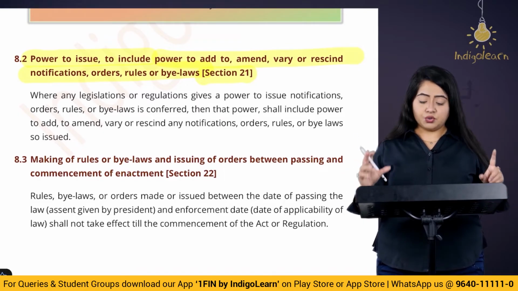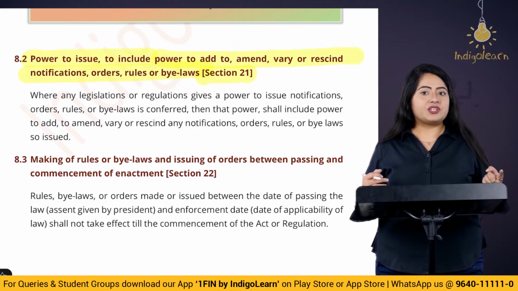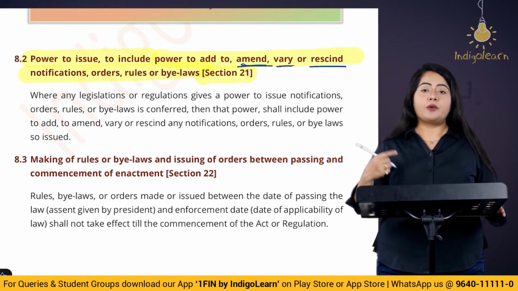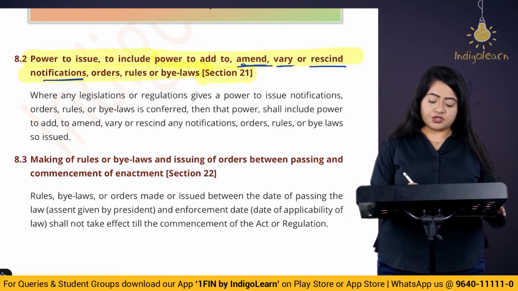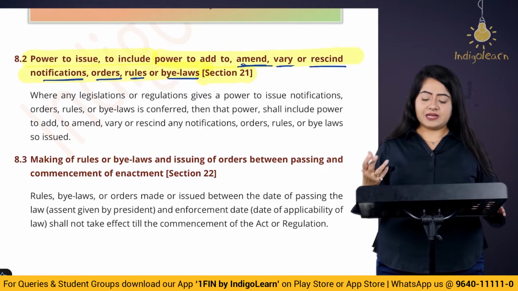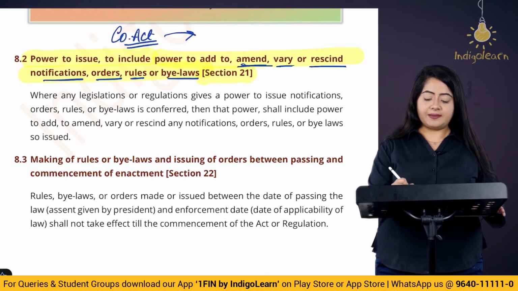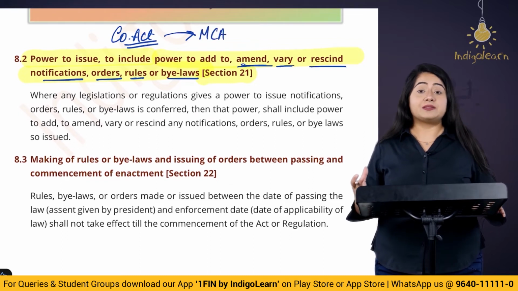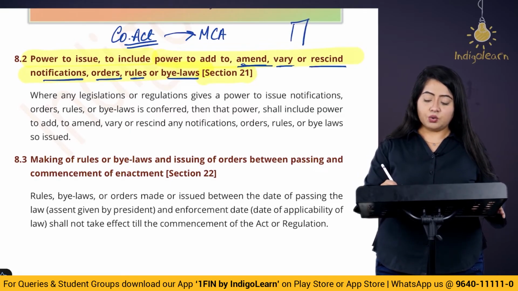to the authority to issue any notification, then in that case, that power to issue the notification will also include the power to amend the notification or vary the notification or rescind the notification, right? Or make any changes to the notification. Very simple, right? It is applicable on notifications, orders, rules, bylaws. Let's try to understand with an example. So, in the Companies Act, we have the power which is given to the MCA, which is the Ministry of Corporate Affairs, or we can also call it the central government. The central government has the power that if they want to change any of the sections of the Companies Act, then they can issue notifications.